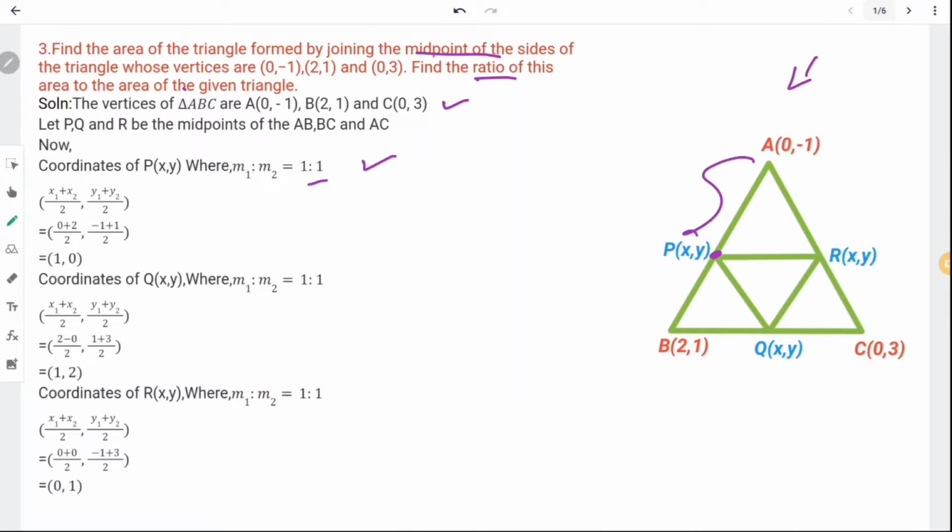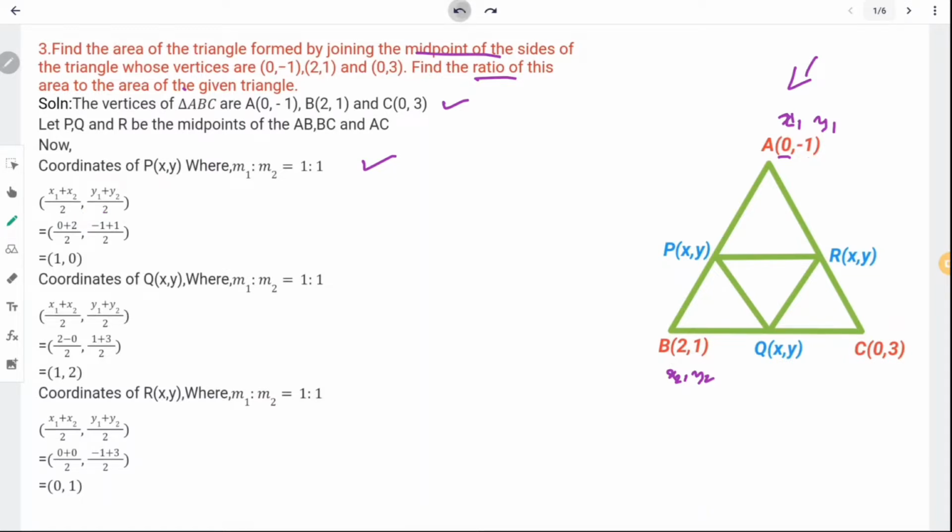Okay, so now we're considering this. We'll be using the section formula, but because we know that P is the midpoint, m1 to m2 is 1:1, so our formula will simply be (x1 plus x2) divided by 2, and (y1 plus y2) divided by 2. So for now, this is our x1, this is our y1, and this is our x2, y2. If you look, x1 is 0, so I have put that here, and then x2 is 2, so you can already see 0 plus 2. Then y1 is -1, and then y2 is 1.